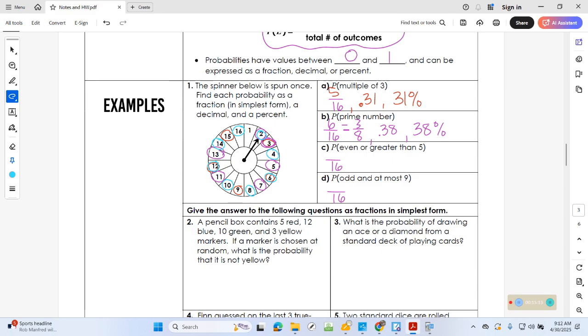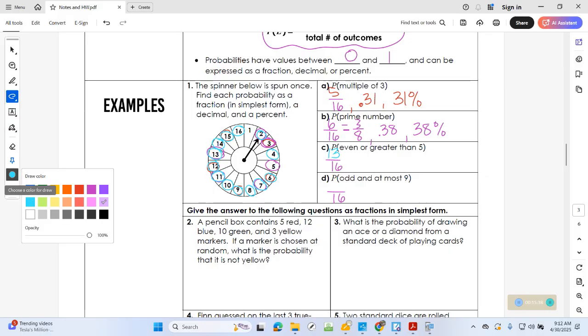Okay, greater than 5. I already got 6 circled. So 7, 9's greater. Oh my gosh, all of these are greater. Okay, count them. How many total do you have there? 13. Now, does 13 over 16 reduce? No. We're not going to do the decimal and percent for everything. Let's just get on with it here. Let's do the next one.